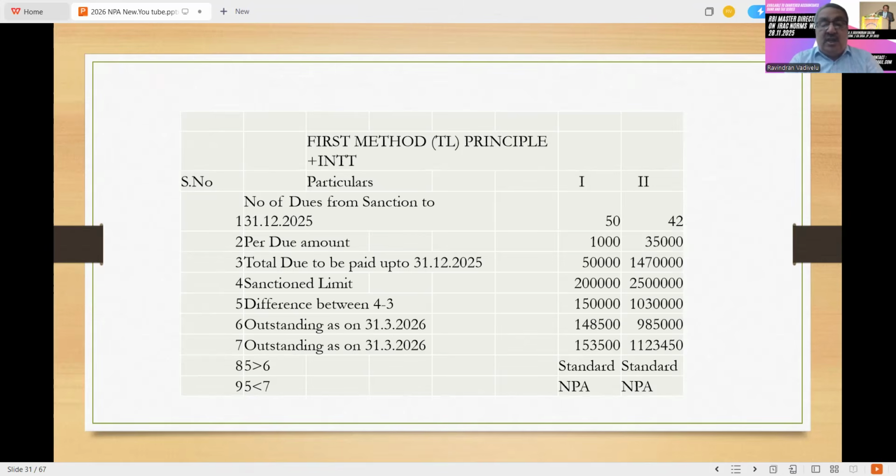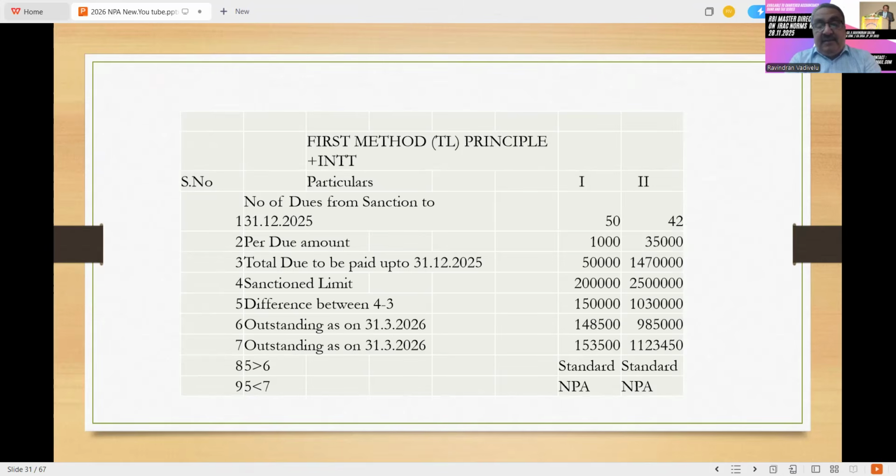So the outstanding balance as on 31/3/26 is 1,48,500. That means, I'm talking about the first method. In that case, the outstanding real balance is 1,50,000, but the actual outstanding is 1,48,500. That means the borrower has paid some amount in advance. So that account has to be treated as standard.